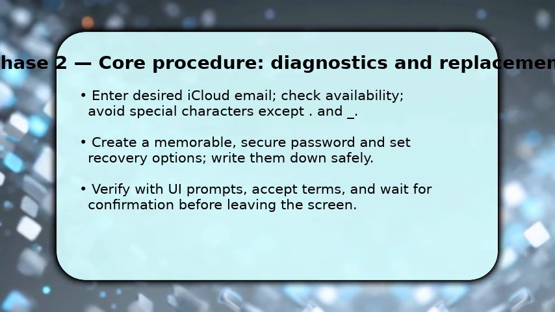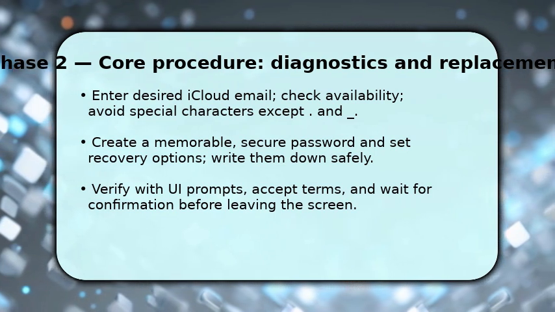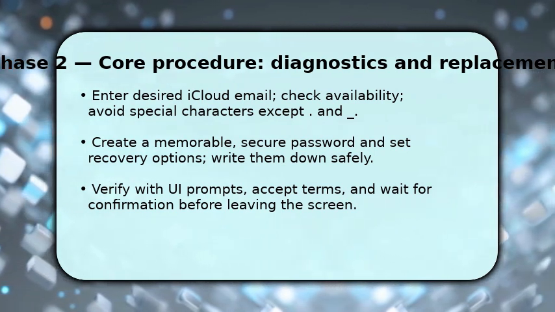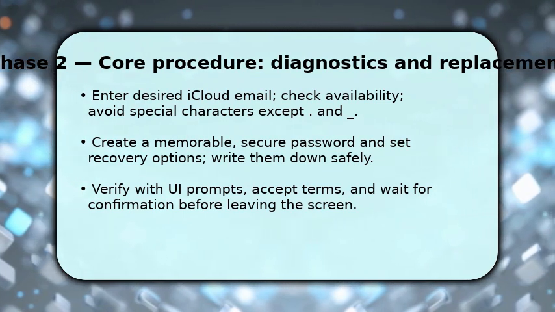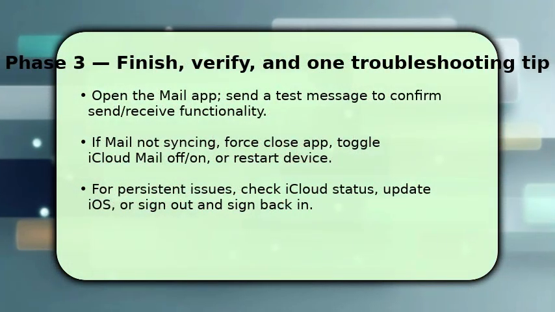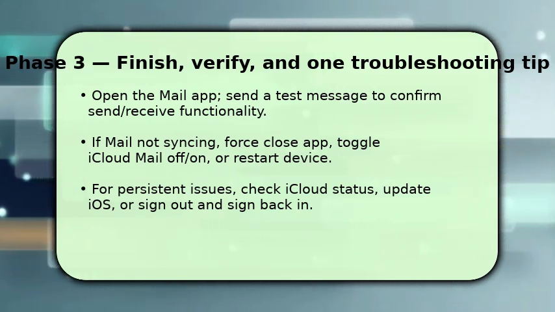If the app asks to merge data, choose according to whether you want old contacts and calendars combined. Once done, the mailbox is provisioned and ready to use. Finish by opening Mail and sending a test email to another account to confirm both sending and receiving.